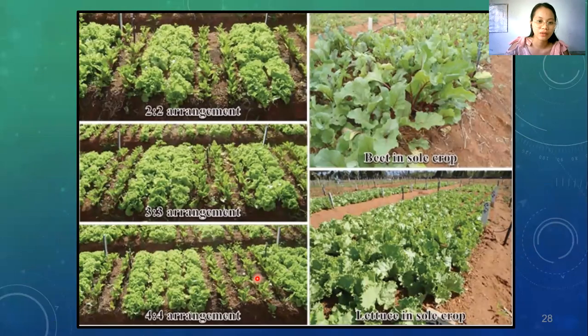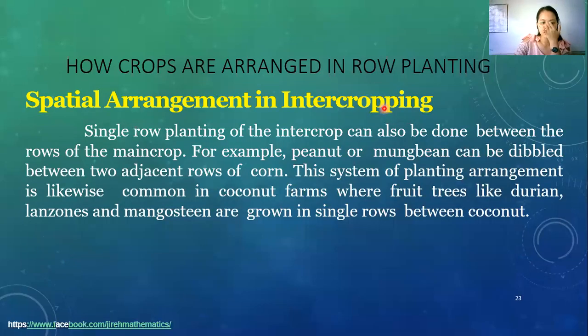Okay, look at this one, 2:2. You have here 2 rows of another vegetable. Then a 3:3 arrangement. We also have 4:4. Here is beet in sole crop, and then lettuce in sole crop. Sole crop means it is all lettuce, and this one is all beet or beetroot. Okay, next is this one.